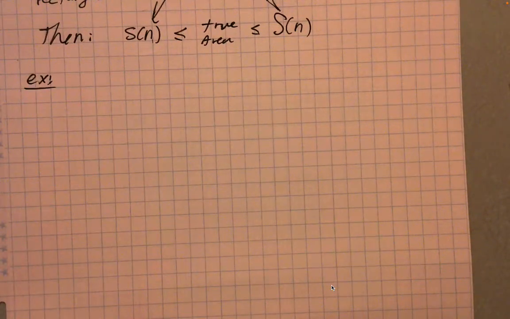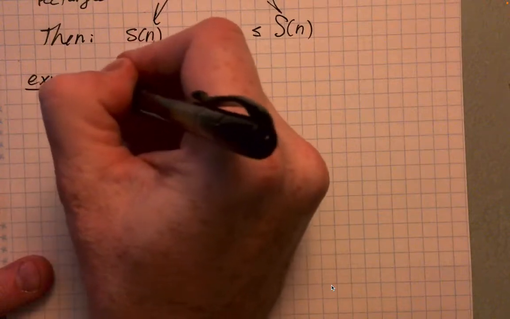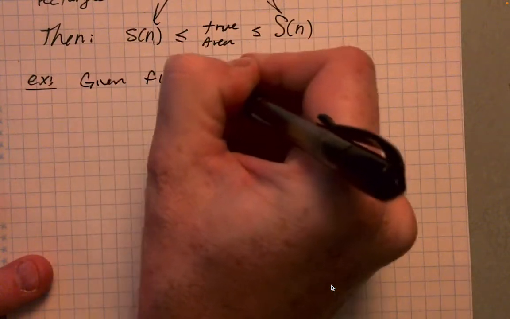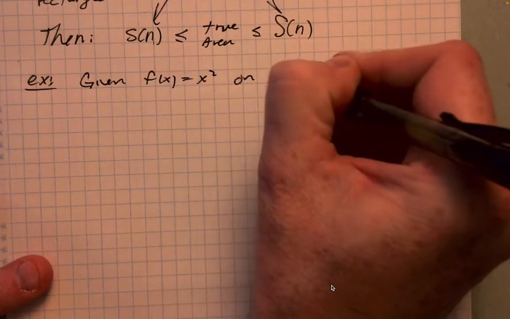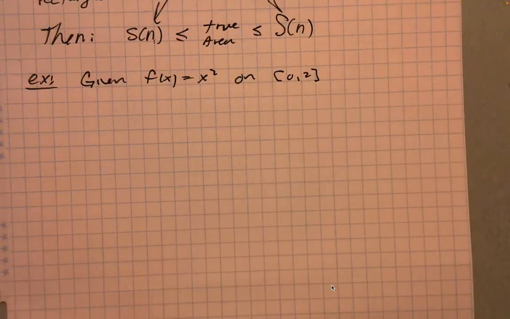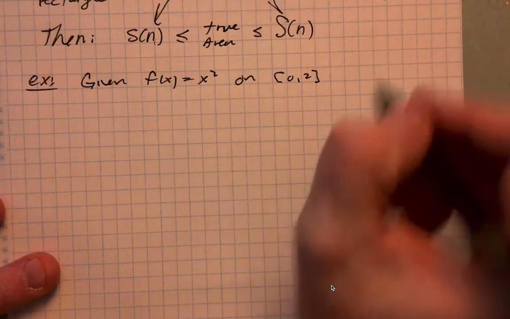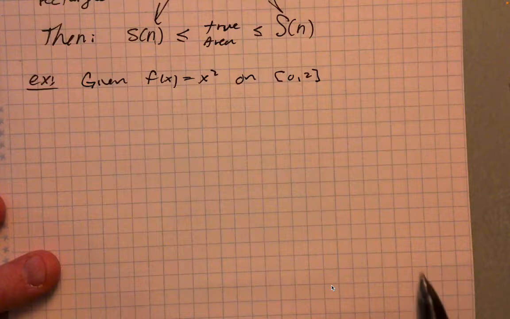We want to find, so given f of x equals x squared on the interval 0 to 2. Okay. Let's find the upper and lower sums.